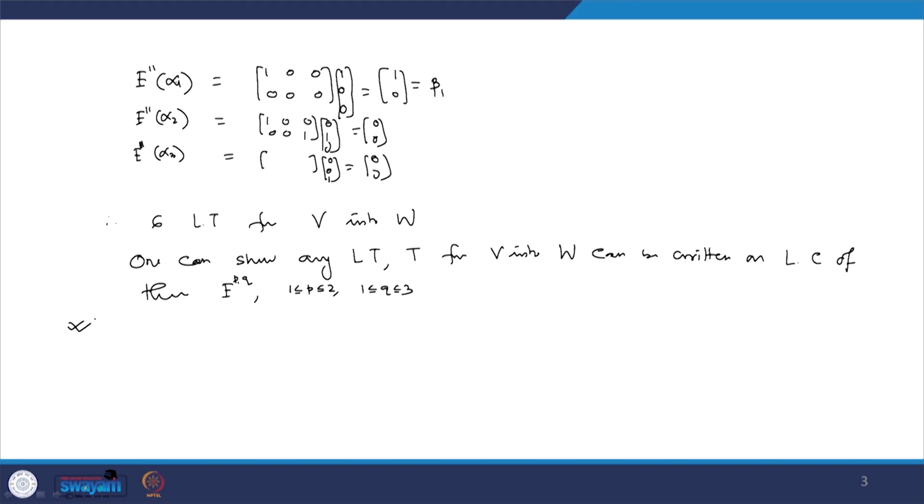Now, I am a bit curious about one thing. Suppose T is a linear transformation from V into W and U is a linear transformation from W into Z, where V, W, Z are all vector spaces over the field, say capital F.